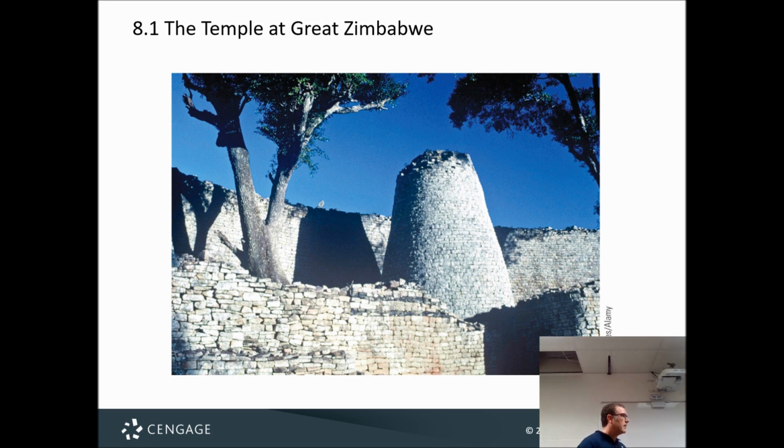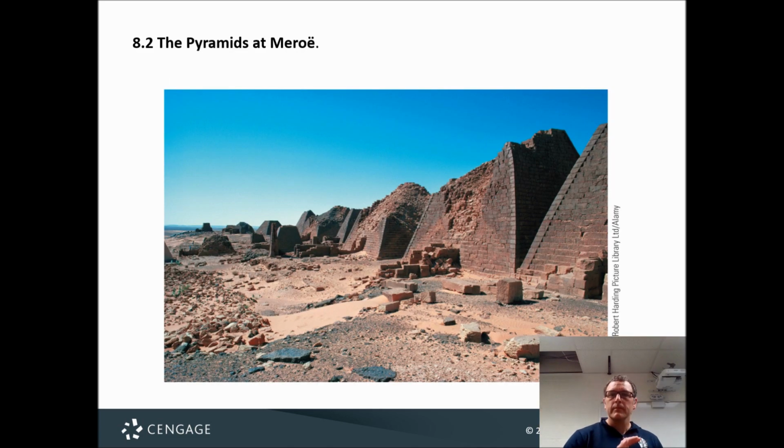As we begin to move south of the Sahara, another one of the important trading centers was the great city of Zimbabwe. And so at its height, it rivaled most of the large cities in the world, and was an incredibly important center for trade. And so here's some of the famous pyramids from Meroe. So remember, Meroe and Aksum really served as rivals, but in their time they were incredibly wealthy and powerful.